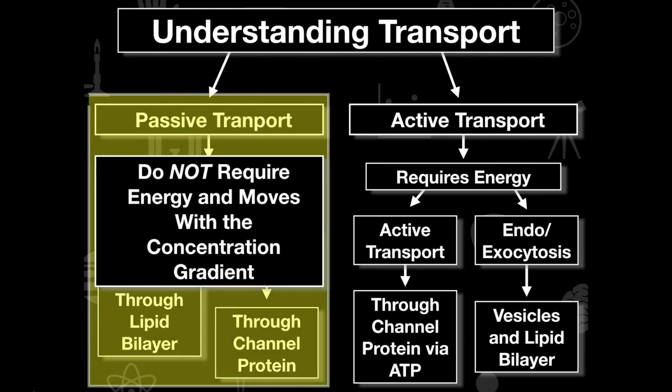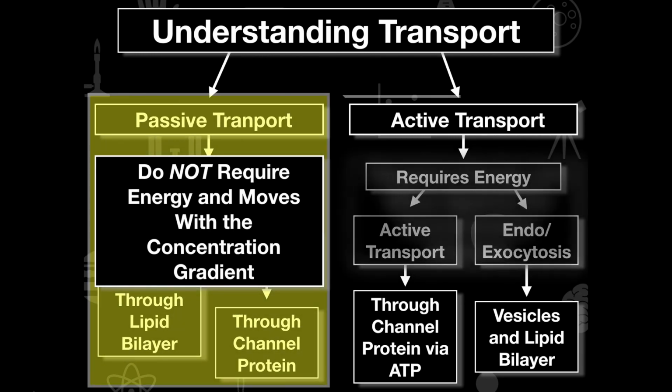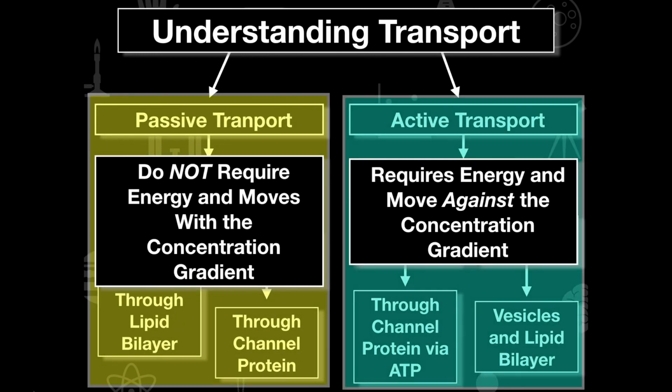Now, everything over here does not require energy and moves with the concentration gradient, whereas everything over here requires energy and moves against the concentration gradient. So if we're looking at this, passive transport goes with the concentration gradient, therefore requiring no ATP. Active transport requires energy because it's moving against the concentration gradient.